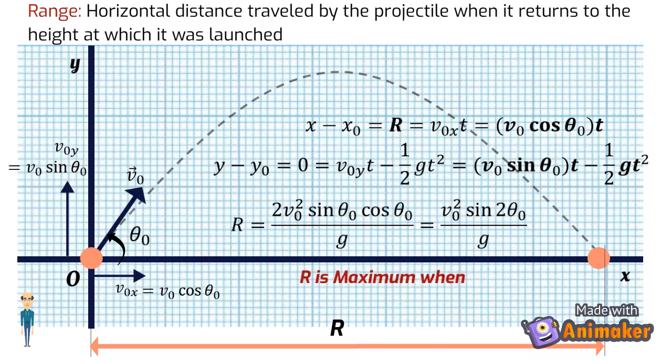Note that R has its maximum value when sin 2 theta 0 is equal to 1, which corresponds to 2 theta 0 equal to 90 degrees or theta 0 equal to 45 degrees. Therefore, the horizontal range R is maximum for a launch angle of 45 degrees.